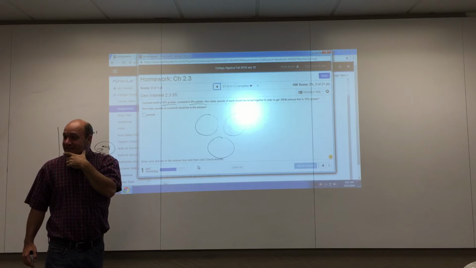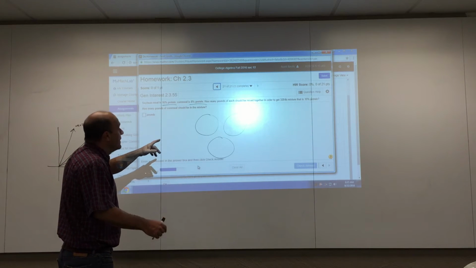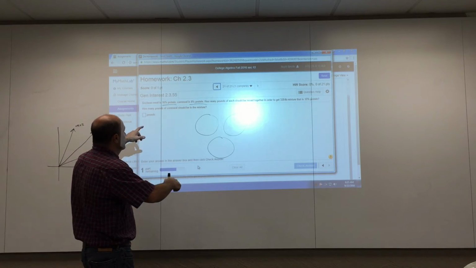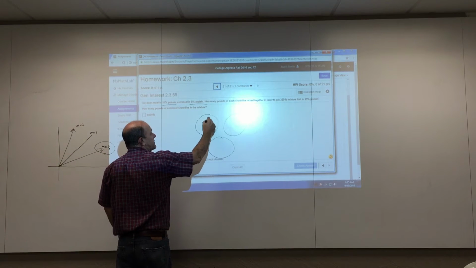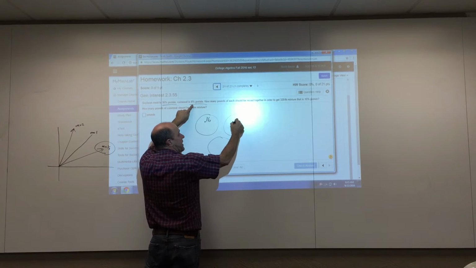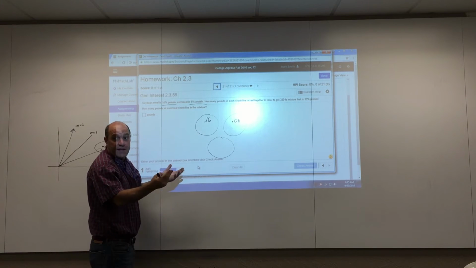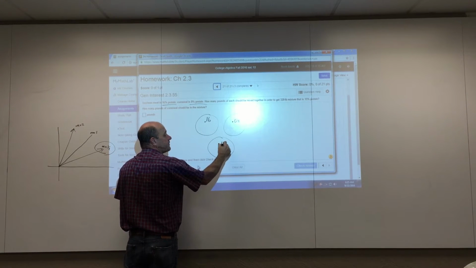So I think I remember how to set these up. I got this. And these little circles sure helped me a lot. Let me think. I'm mixing two things together. I'm mixing the 16% stuff, which I write as a decimal, with the 8% stuff, which I write as a decimal. And I'm trying to get a final mixture that is 15%.